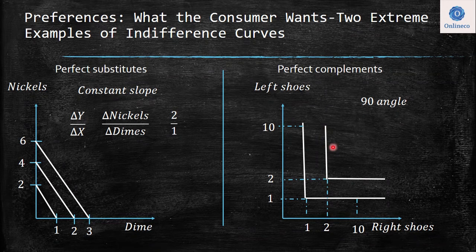And recalling, this point is strictly preferred to this point, and this point is exactly the same as this one. However, this point is preferred to this one. The same here. This point is exactly indifferent to this one or to this one, but this indifference curve represents higher satisfaction than this one.